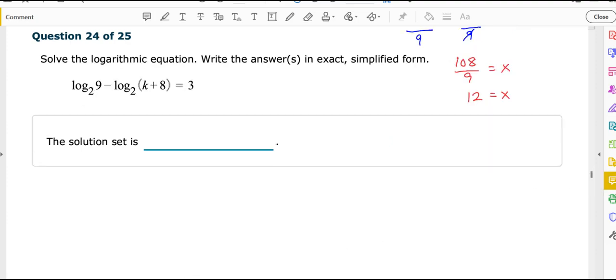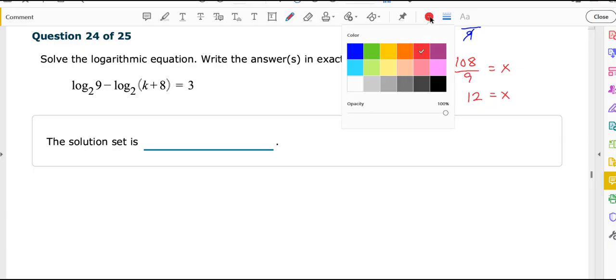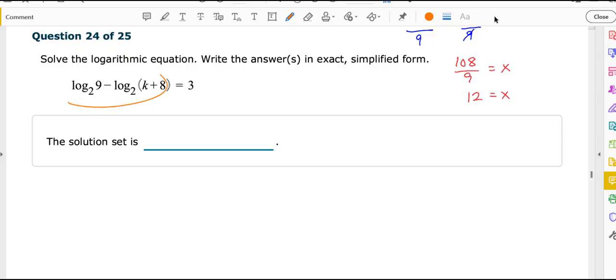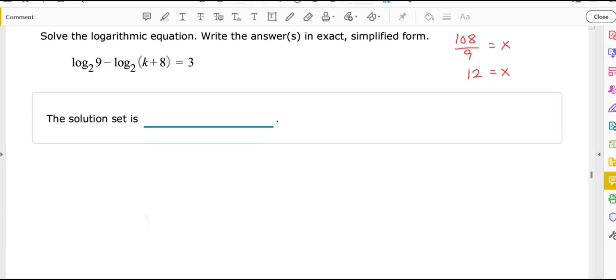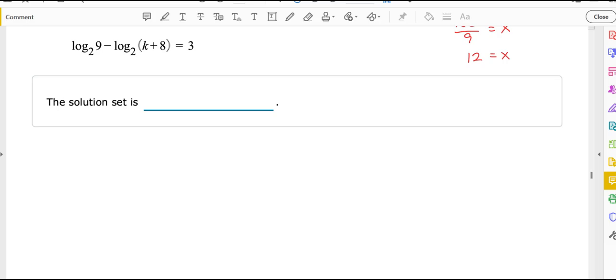Number 24. Solve the logarithmic equation. Write the answers in exact simplified form. Okay, on this one, the left-hand side has the difference of 2 logs. I don't like that. I want just 1 log on that side. So how do I combine it to be 1 log? I'm going to do log base 2. Since I have a subtraction right here, I'm going to turn that into a division and do 9 over (k plus 8). Now that's supposed to equal 3.